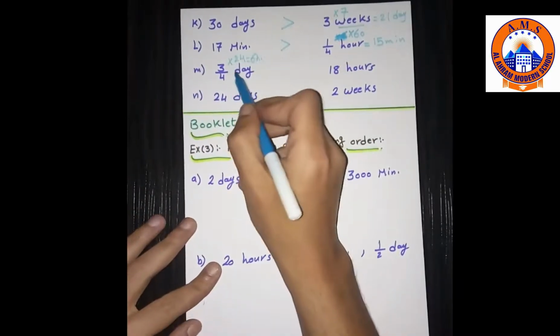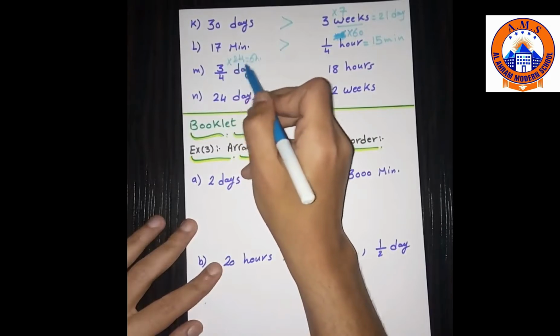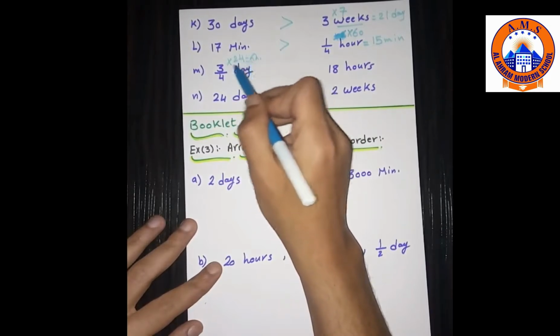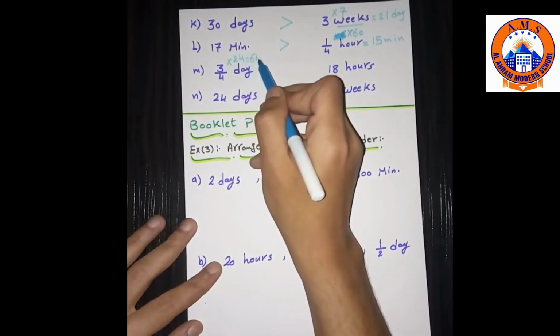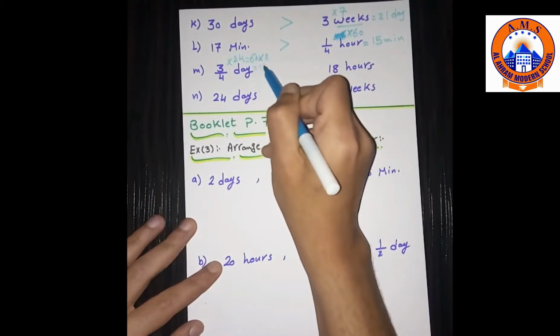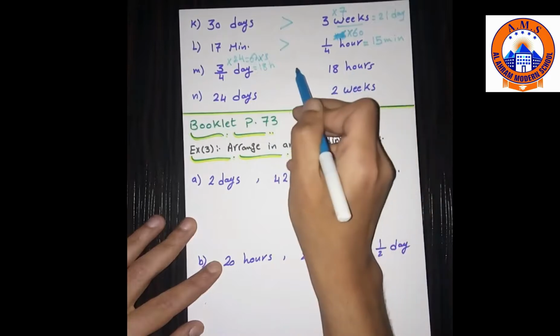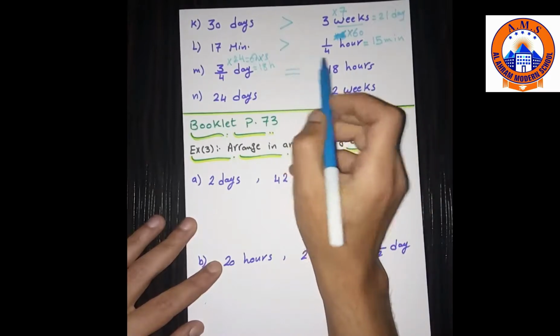Question number M, 3/4 of a day equals how many hours? By multiplying by 24, only a quarter of a day equals 6 hours. By multiplying this 6 by 3, we have 18 hours. So here is 18 hours and here is also 18 hours, so they are equal.